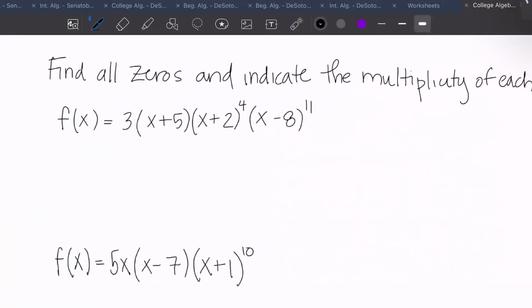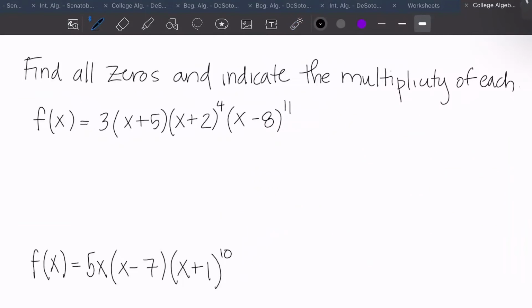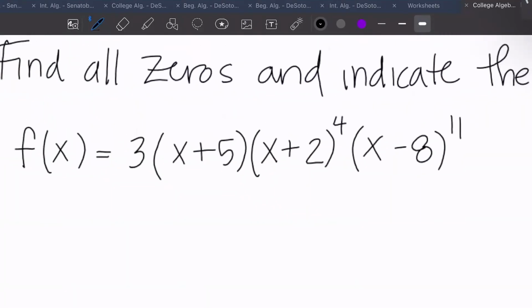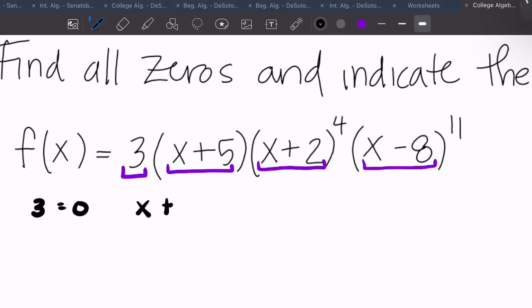All right, so here's some more. Find all zeros and indicate the multiplicity of each. So you just want what makes these 0. That's all you want to know. What do I have to plug in for x to make them 0? So on this one, you're going to take each set and put it equal to 0. So this, just this, and this, and this. So you're going to say 3 equals 0, x plus 5 equals 0, x plus 2 equals 0, x minus 8 equals 0.